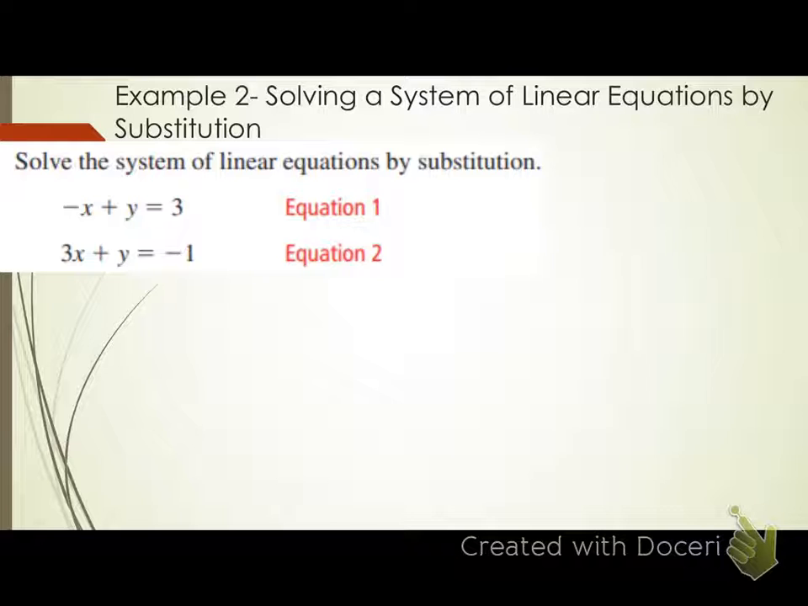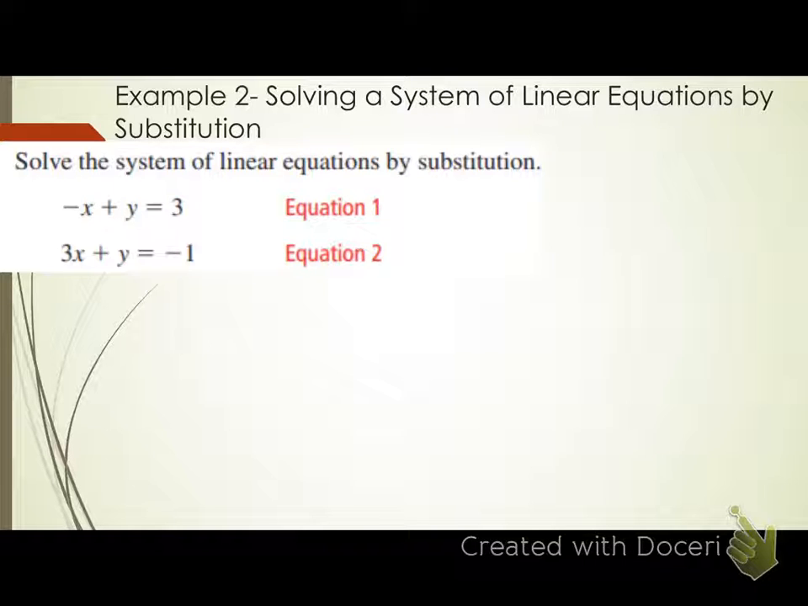Once again, solve the system of linear equations by substitution. Negative x plus y equals 3. 3x plus y equals negative 1. So what's my first step on that from that very first slide that we had? What does step 1 tell me to do? Solve one of my equations for one of my variables. Here, do I already have a variable by itself? No. So which equation do we want to solve for which variable? First one for y.